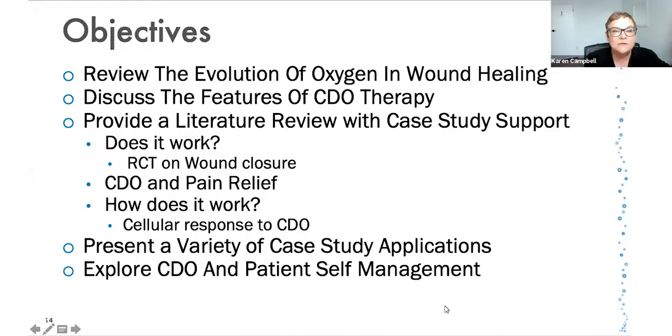And so the objectives for this evening's session are to review the evolution of oxygen in wound healing, and discuss features of CDO therapy. I'm going to provide some literature and case studies to show you how CDO works, how CDO improves wound pain management, and what the cellular response is to CDO. And we've got some exciting research to share. Rosemary's presented a case, but Kathy and myself have other cases to present. And I have a case I'm going to show you where a patient was able to self-manage their wound care and use virtual wound assessments to see their clinicians.